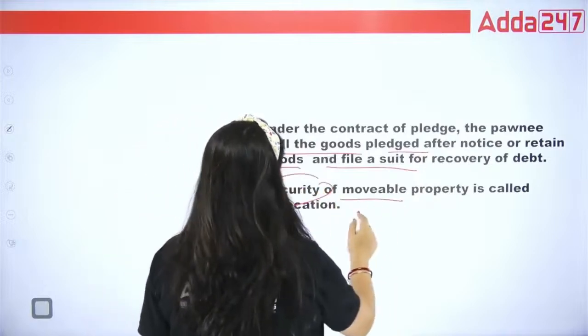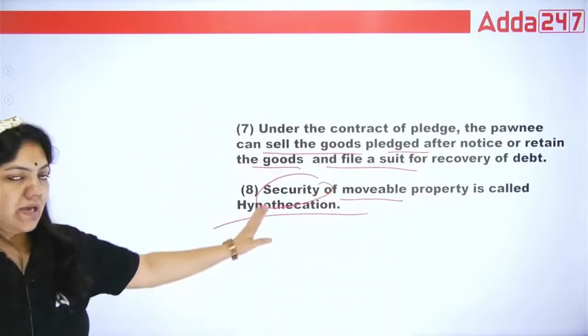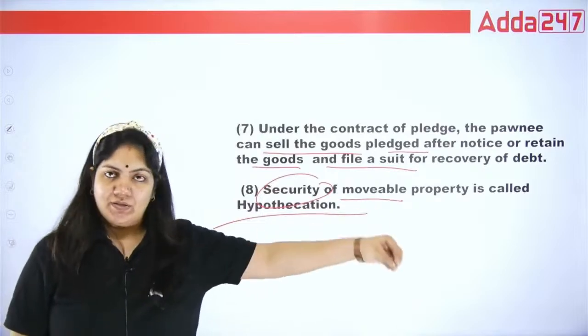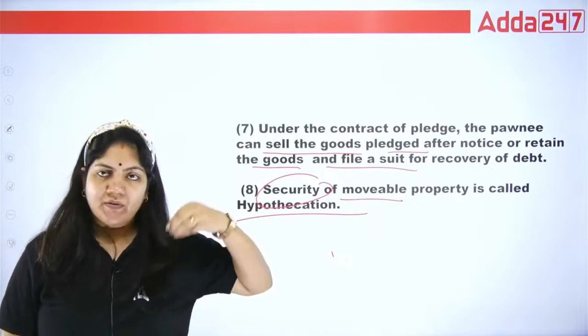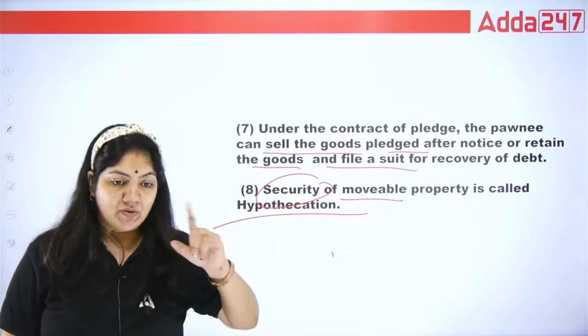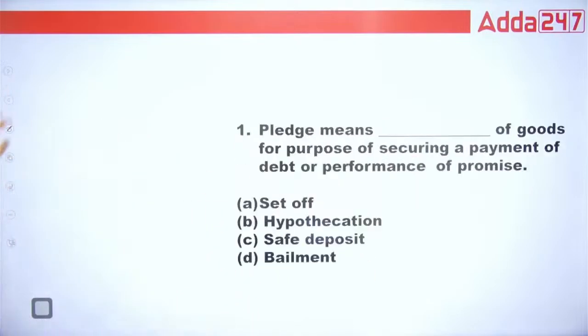Security of movable property is called hypothecation. In hypothecation, the possession is not delivered. That is the basic difference between pledge and hypothecation. In the pledge, we are delivering the possession, but in hypothecation, we are not delivering the possession. Okay, now, pledge means dash of goods for the purpose of securing this. Pledge means what?